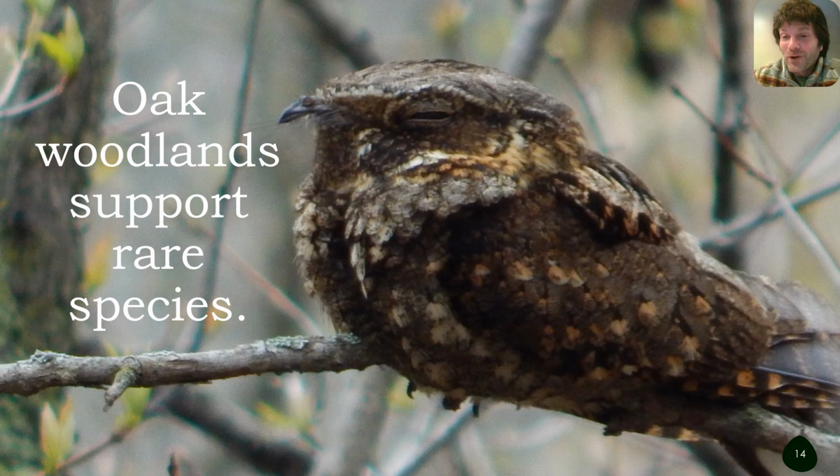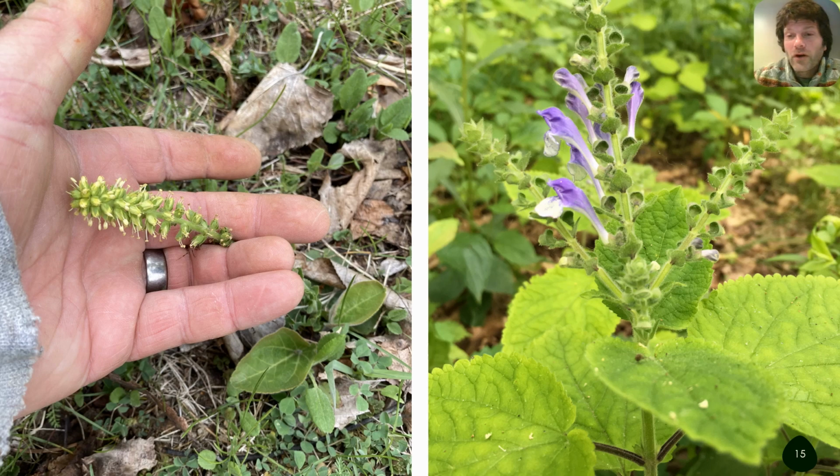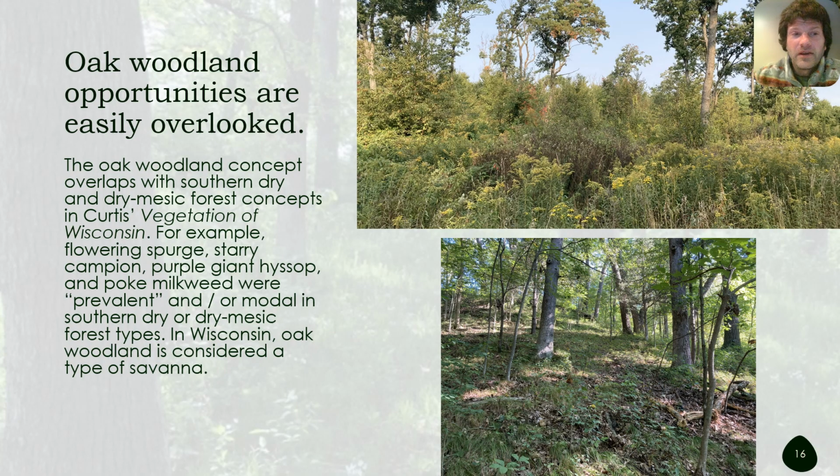But they do support rare and declining species like this whippoorwill or kittentails or heartleaf skullcap. We fail often to recognize opportunities to restore oak woodlands, and sometimes we mistake them for other things. And I think some of this in Wisconsin goes back to the Vegetation of Wisconsin by Curtis. It doesn't call out oak woodland as a community type. It kind of gets lumped into southern dry forest and southern dry mesic forest, but it doesn't stand by itself.